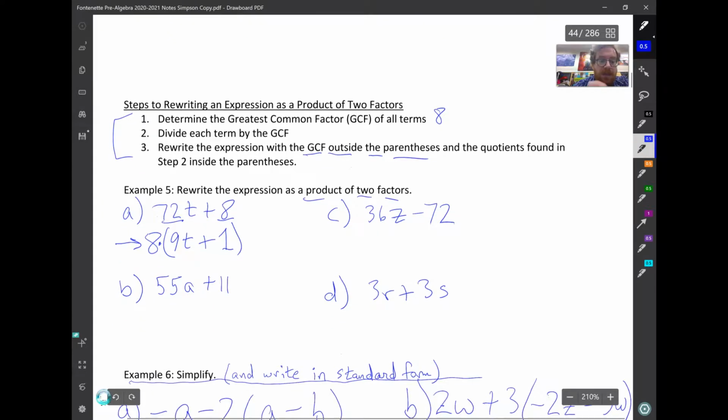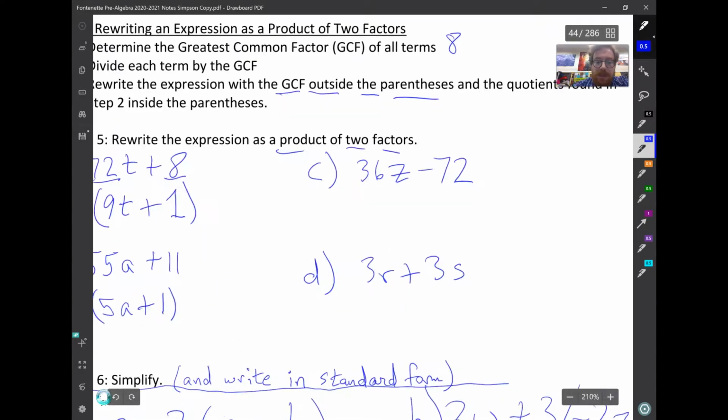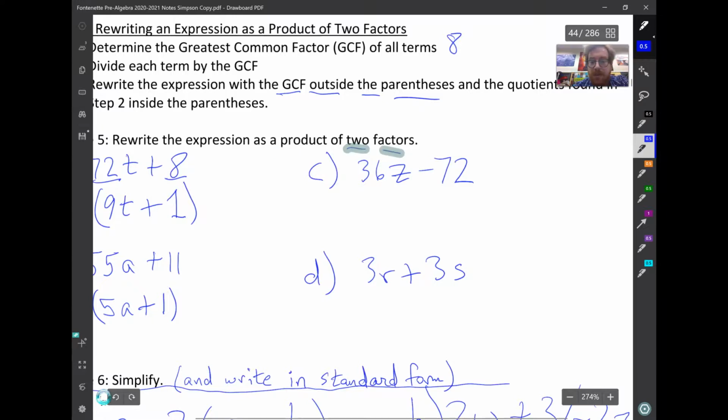All right, in B, the greatest common factor between 55a and 11 is 11. So if I divide both terms by 11, I'm going to get 5a plus 1. And then I write the thing that I divided by, 11, outside the parentheses. In C, example 5c, the greatest common factor between 36z and negative 72 is 36. So I'm going to divide each term by 36 and then write 36 outside the parentheses. So 36z divided by 36 is z. Negative 72 divided by 36 is negative 2. And then I write 36 outside the parentheses.